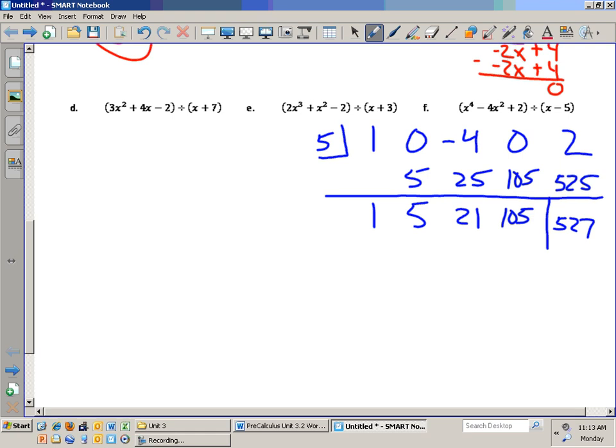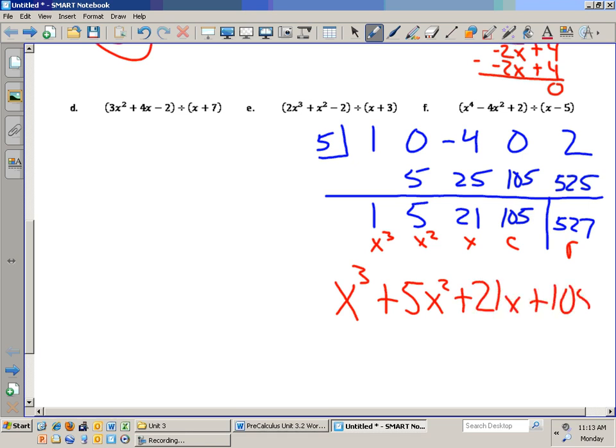So we've just taken a long division problem, and we've done it in just a matter of seconds. And again, the 527 represents my remainder, 105 my constant coefficient, 21 is my linear coefficient, the 5 is my quadratic, and the 1 is my cubic coefficient. So my end result, x to the third plus 5x squared plus 21x plus 105 plus 527, divided by my divisor of x minus 5.